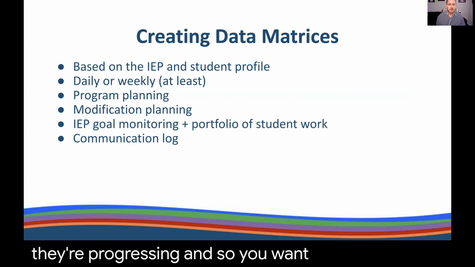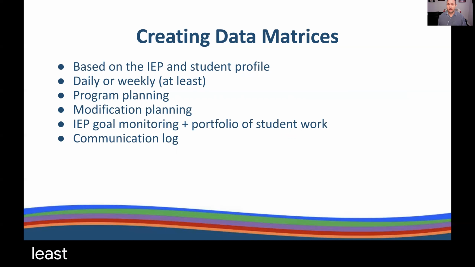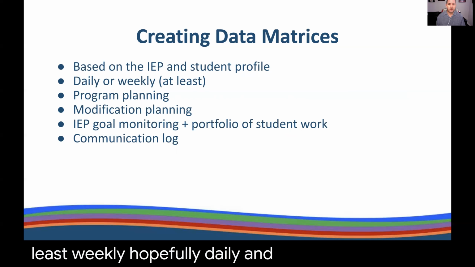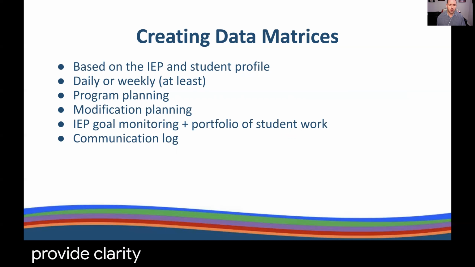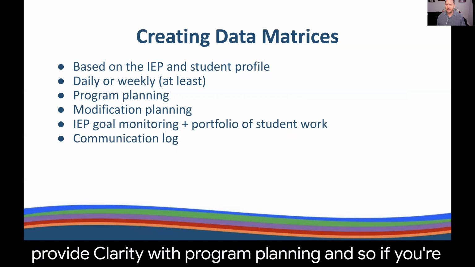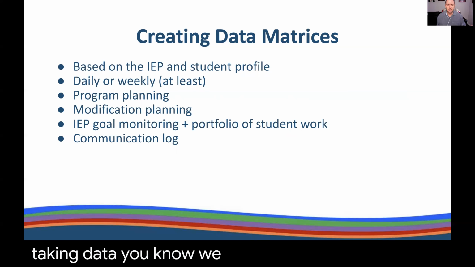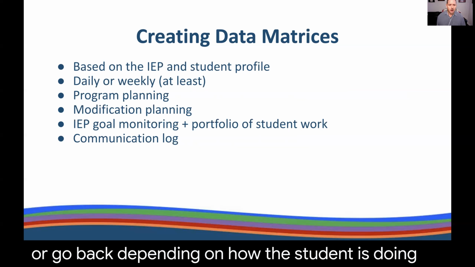And so you want to collect data at least weekly, hopefully daily. And they really help provide clarity with program planning. And so if you're taking data weekly, with every marking period, you know how to ratchet the skills up or go back depending on how the student is doing.